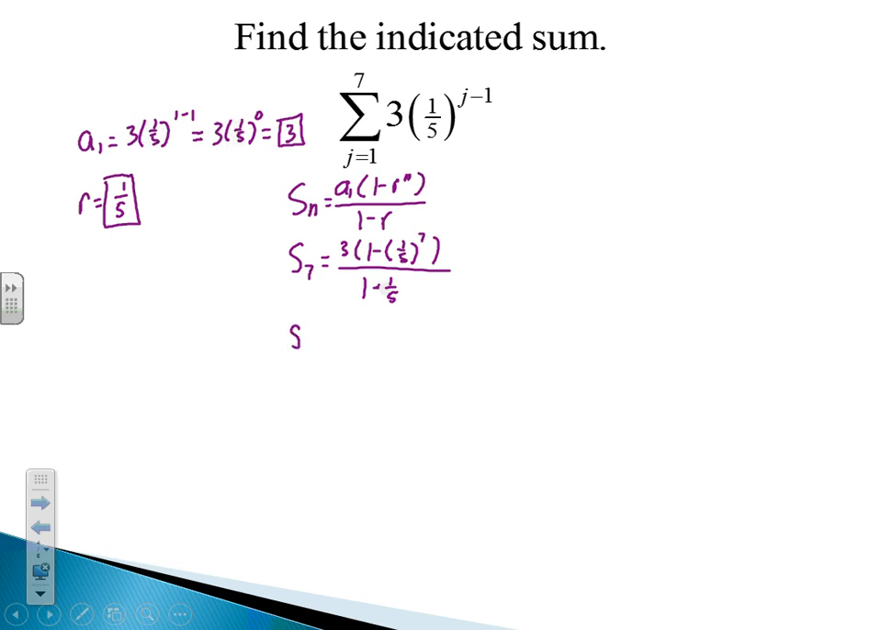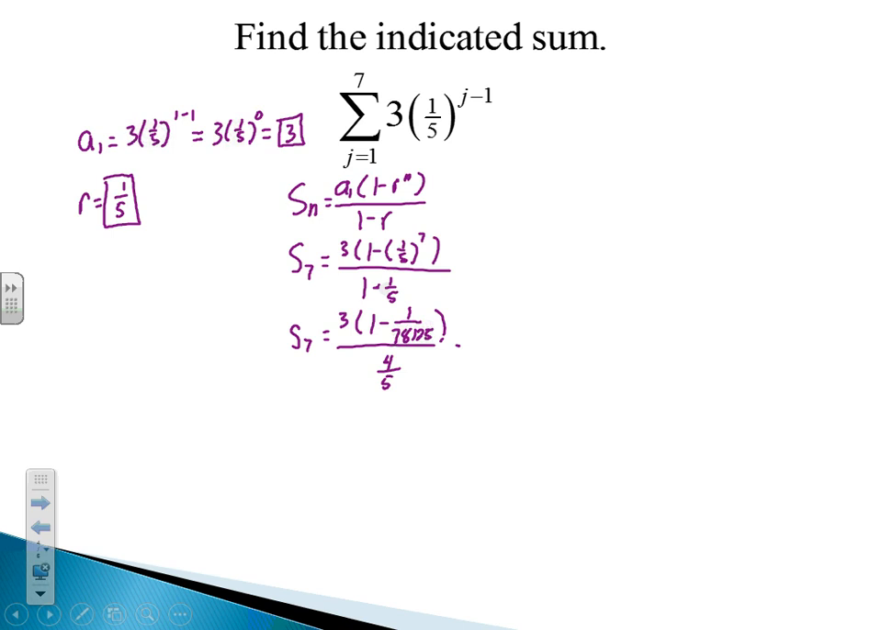So let's start simplifying the numerator. S sub 7 becomes equal to 3, and in the parentheses, 1 raised to the 7th power is 1, and the denominator 5 raised to the 7th power is not a huge number, but a pretty big number, 78,125. And all of that is over, in the denominator, 1 minus 1/5, which is 4/5.